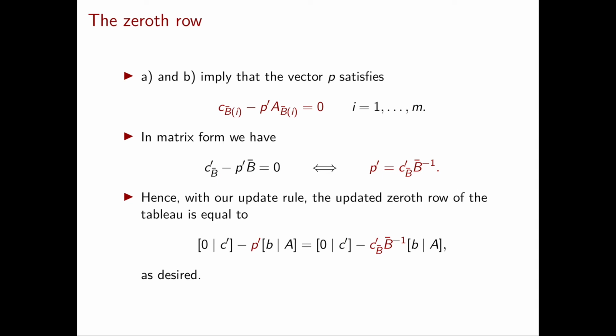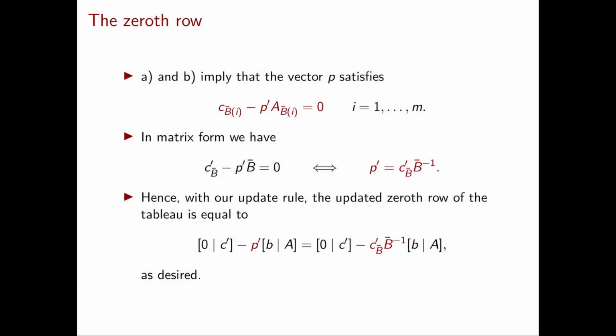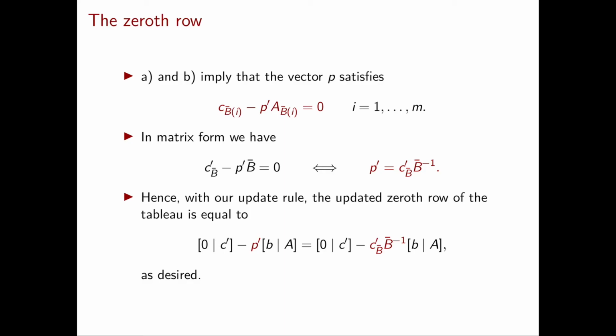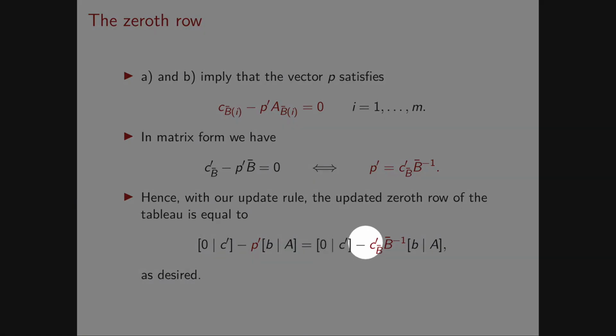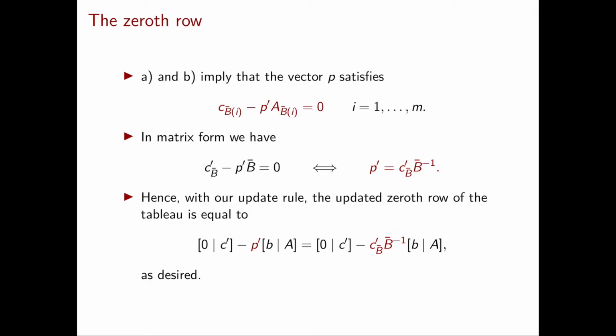So with our update rule, the updated 0th row has the form 0, C transpose minus P transpose BA, as we have seen a few slides ago. And now we can replace P transpose because we have just understood exactly what P transpose looks like, and we obtain that the 0th row at the end of the iteration is 0, C transpose minus C B bar transpose B bar inverse BA, as it should be. And this completes our proof that the 0th row gets updated correctly with our update rule.